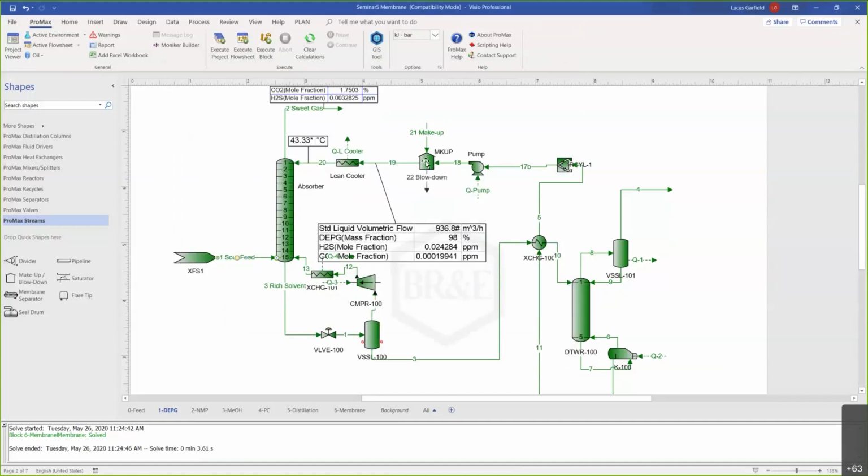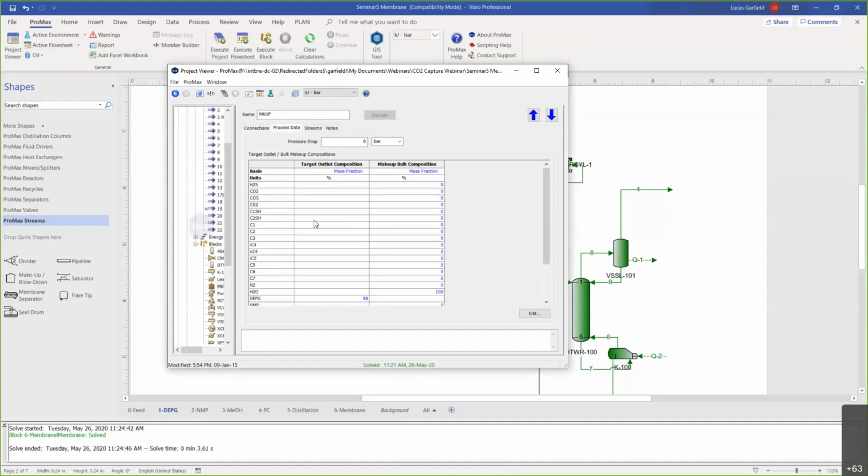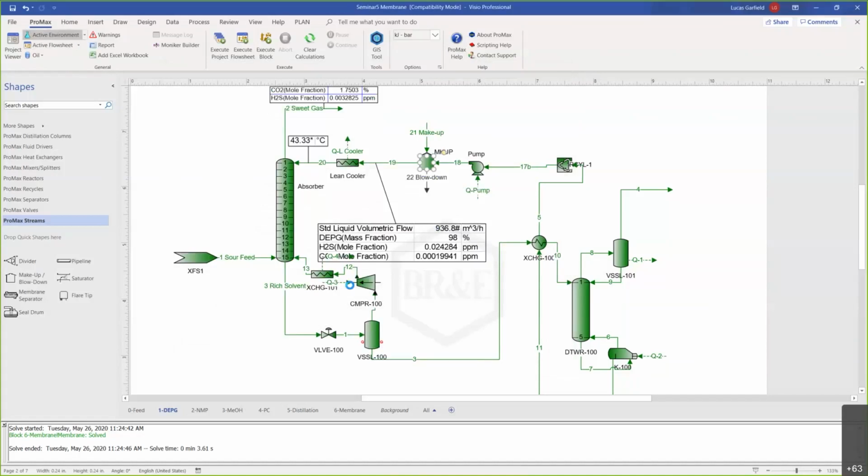If I open up this makeup blowdown block and go to the process data tab, you see that we're just circulating 98% DEPG. So in this case, we're not circulating, as in the case of the amine, a mixture of water and solvent. Here, we're just using the pure solvent. And one question that you should probably be asking about is, what property package should I use for this? If I go to my environment, you can see that I'm using an equation of state.